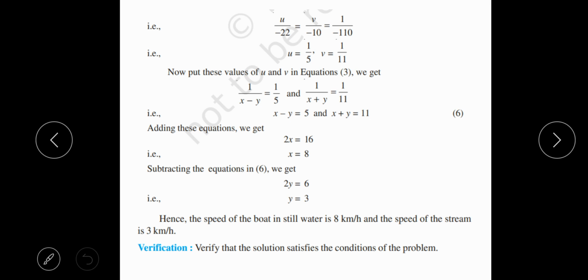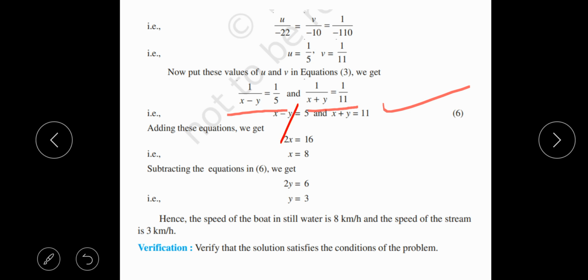Now after solving, this one means cross multiplication. Here also cross multiplication, or simply you can write here denominator, because numerators are same, you can write directly x minus y is equal to 5 and x plus y is equal to 11. Now here again you have two equations. So here you can solve very easily after adding both the equations.